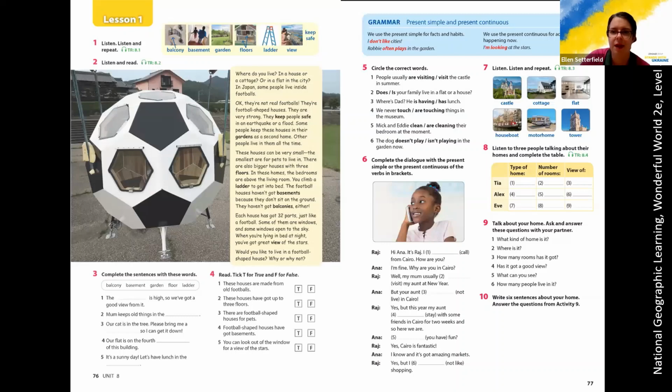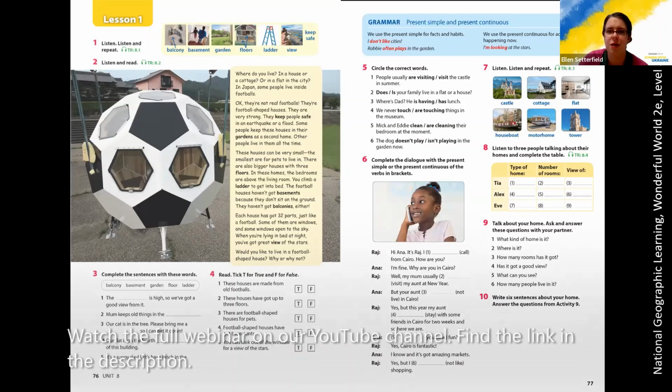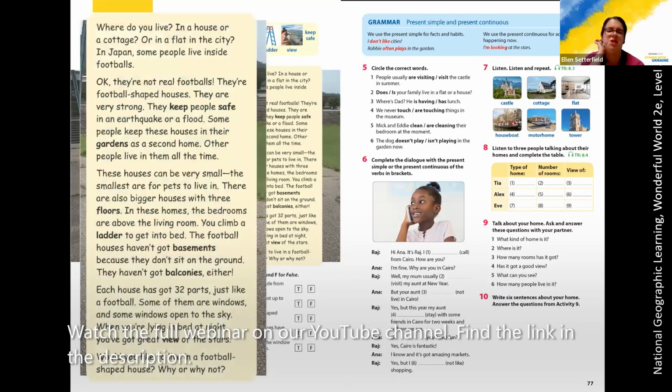Now, let's have a look again at the reading activity. So we spoke very briefly about reading at the beginning in terms of the vocabulary, but what else could we do with the reading lesson? So there are some different ideas we can use.